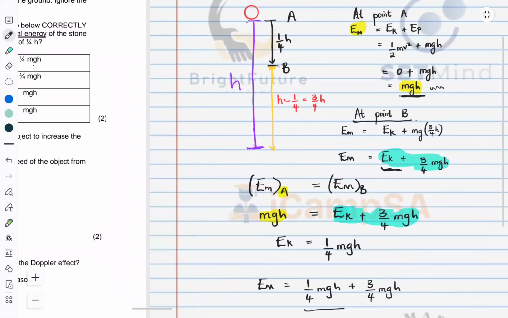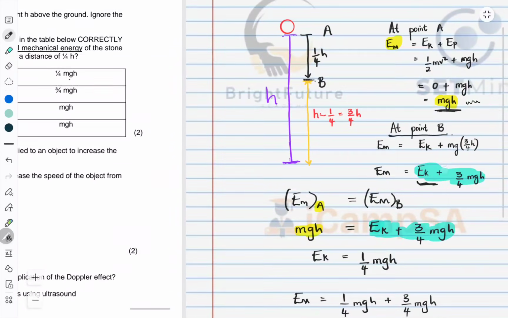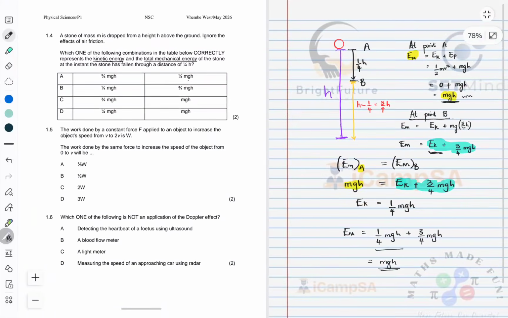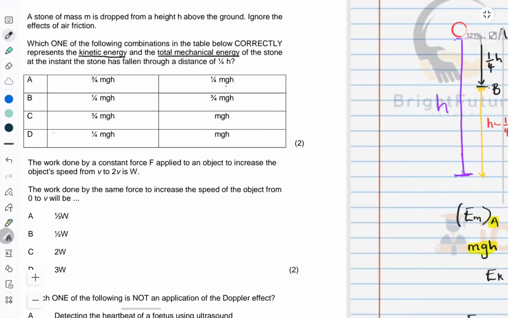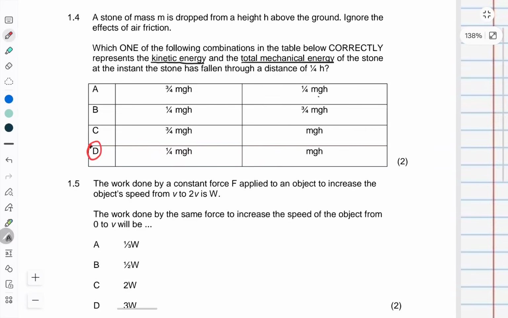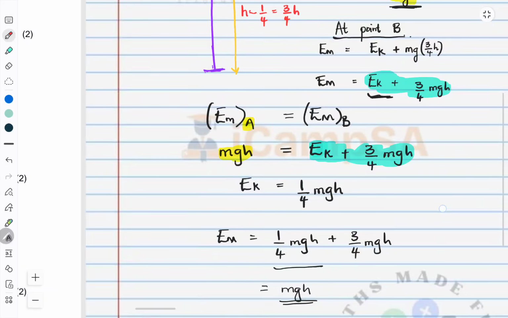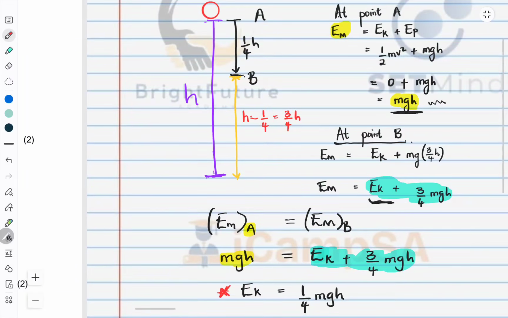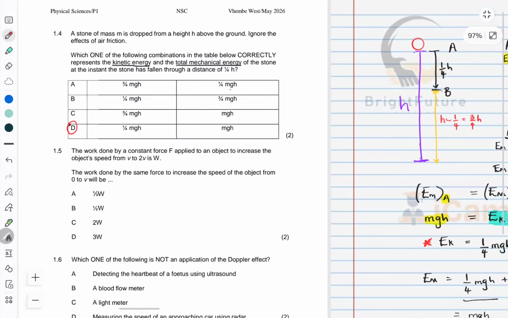So yes, that's your answer. Let's go check our options. We want where kinetic energy is 1/4 mgh. So our answer is D, basically. The other ones won't work. The one that matches what we have is D, EK is 1/4 mgh, so number D is the one that makes sense.